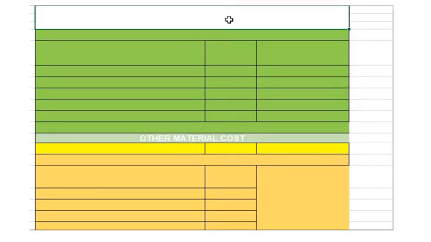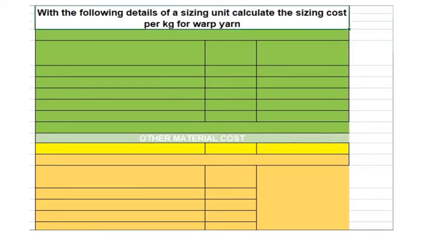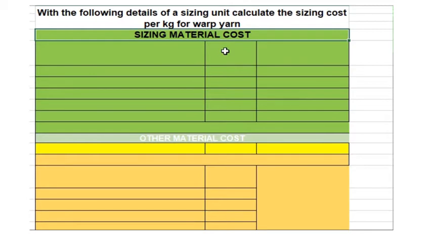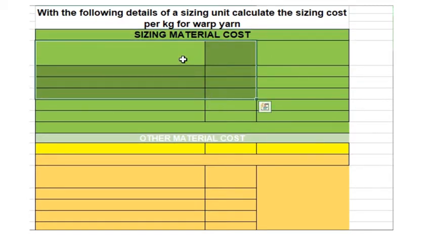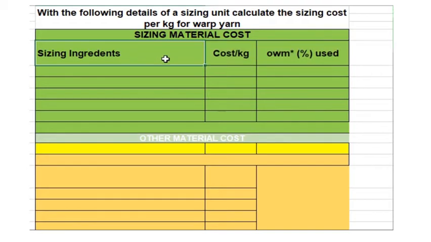Let us look into the problem with the details that are given. So we have the following details of a sizing unit. Sizing alone; the warping and rewinding is not taken into account in these calculations. Usually the sizing and the warping are together, but in this problem, sizing alone is taken into account. So the given data are divided into sizing materials cost details. So the various size ingredients, their cost per kg, and weight of material is given here.